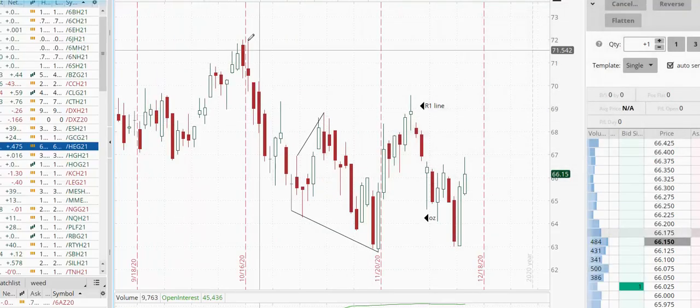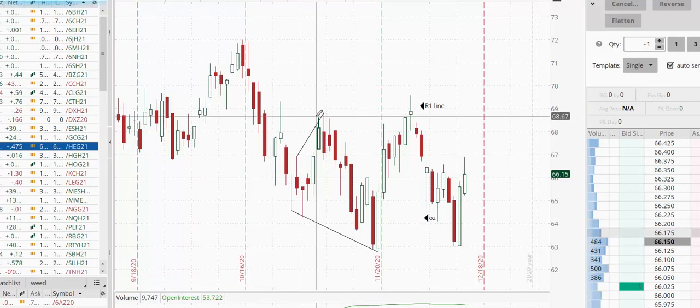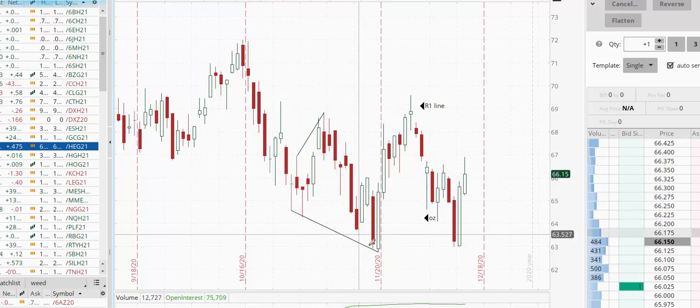Okay, so what happened was this pattern here was in play. And as we got to this point here, anybody who's taken the Andrews course knows that right here, because of this pattern in here, you have what's called an EP, expanded pivot formation.